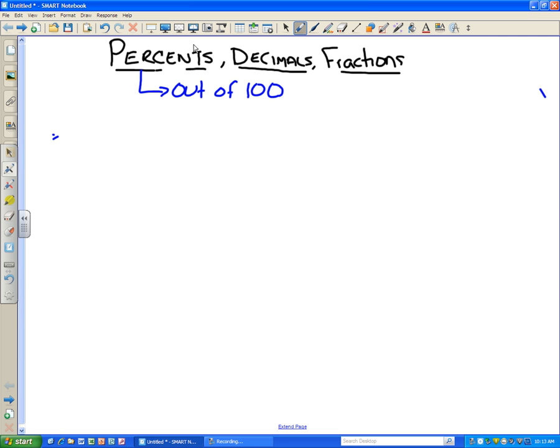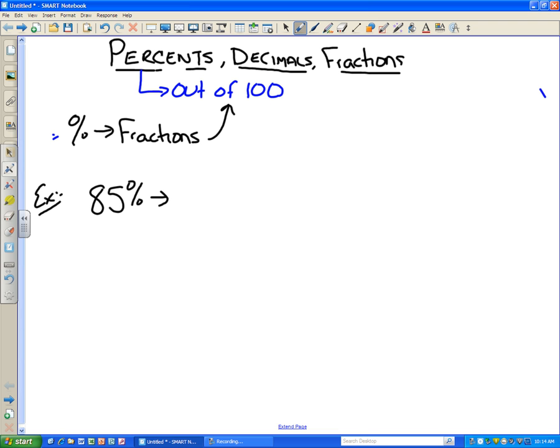Now we're going to talk about turning percents into fractions. In order to do that, it's very important that we remember that percents are always out of 100. So the percent, 85%. If I have to write this as a fraction, I'm going to write the percentage out of 100. And then I want to simplify. So I'm going to reduce the top and the bottom by 5. So this reduces down to 17/20ths.